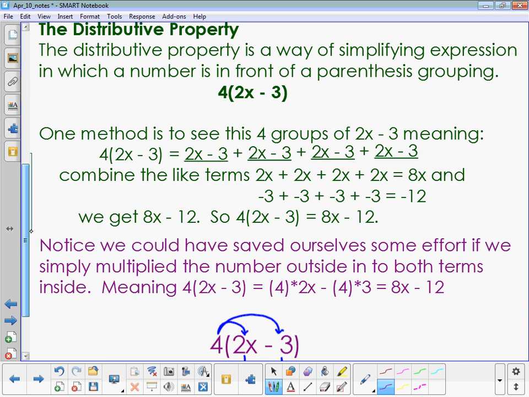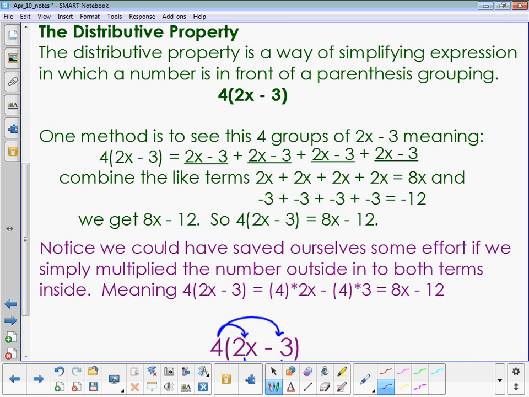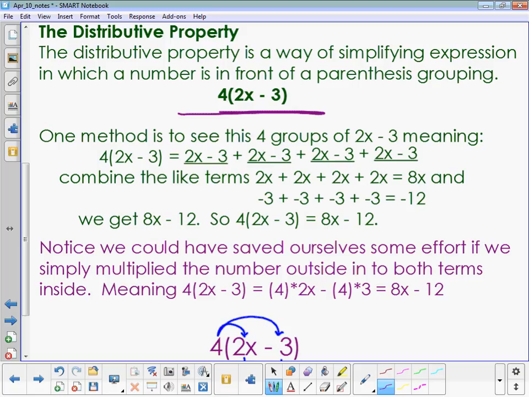Now we have the distributive property. The distributive property is a way to simplify an expression in which a number is in front of a parenthesis group, such as what I have right here. I've got 4(2x - 3). How do I do that? Well, one way to look at that is I've got 4 of these (2x - 3) groups. So that 4(2x - 3) is just a (2x - 3) plus a (2x - 3) plus a (2x - 3) plus a (2x - 3).